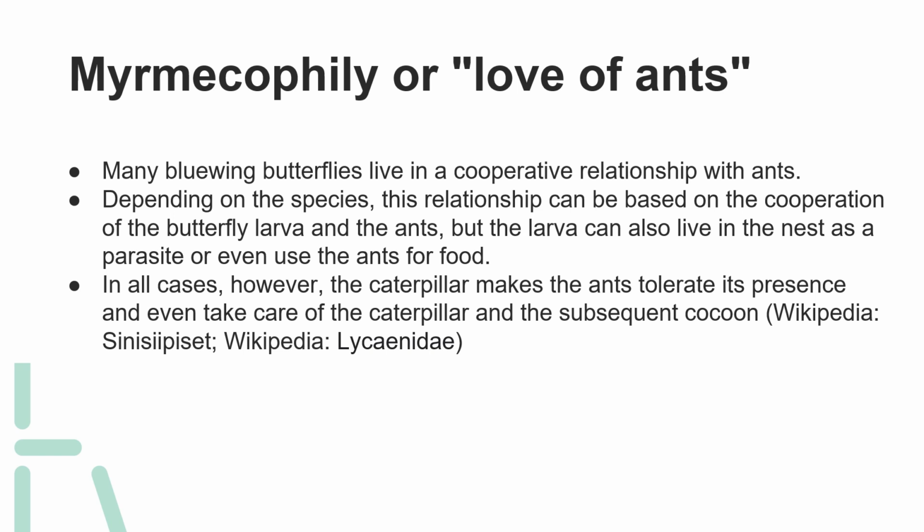Depending on the species, this relationship can be based on the cooperation of the butterfly larva and the ants, but the larva can also live in the nests as a parasite, or even use the ants for food. In all cases, however, the caterpillar makes the ants tolerate its presence and even take care of the caterpillar and the subsequent cocoon. Sometimes the larva has very quickly in the springtime to get out of the ant nests, otherwise the ants may start to eat it.